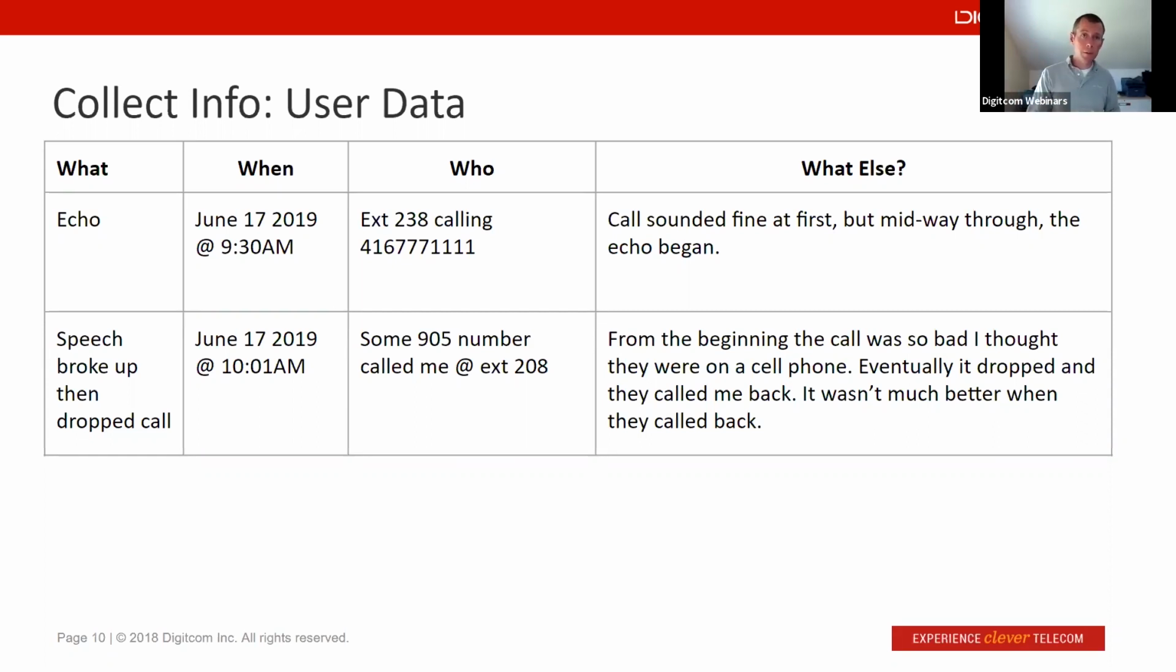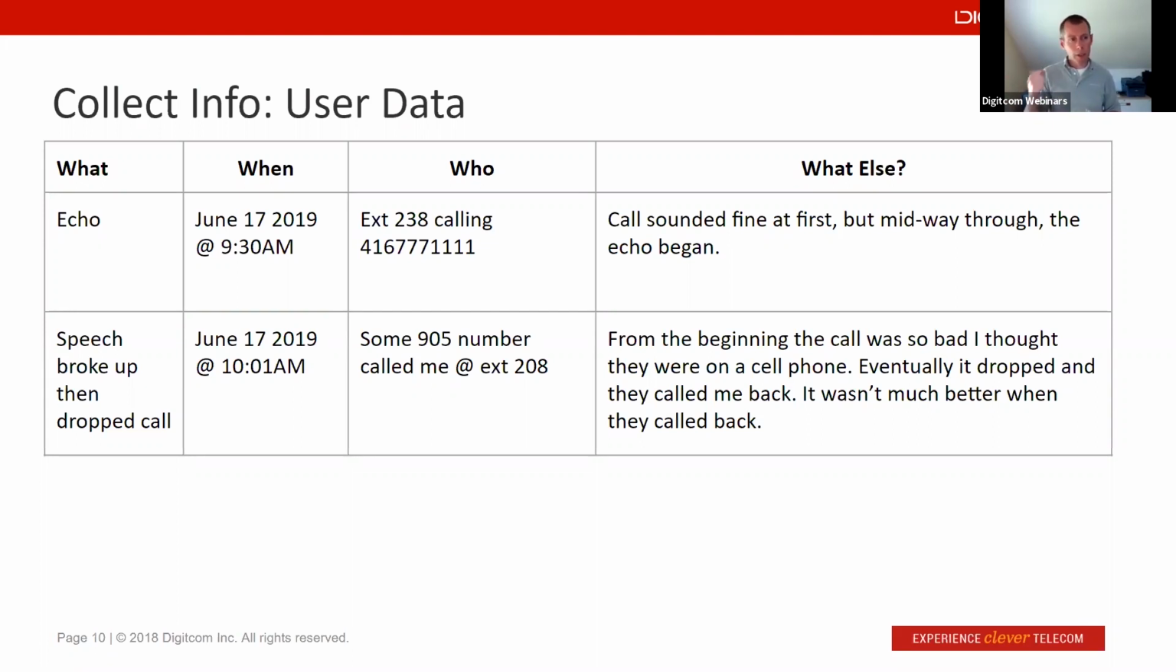But I suggest giving them a format to follow. I need to know what the symptom was. I need to know who you were talking to. I need to know when it happened. And then if you could kindly give me any other detail you think is relevant. So in this case, the call sounded fine at first, but then midway through the echo began. I don't know why that happened, and then I hung up and they called me back and it was fine. Who knows what the case is, but I want to know what the details were in 50 words or less.